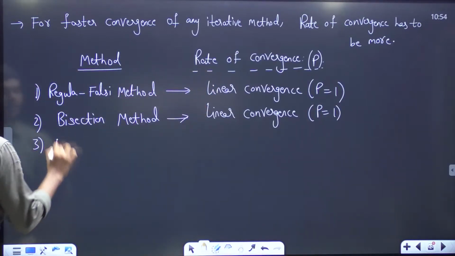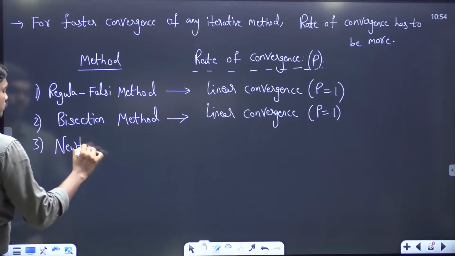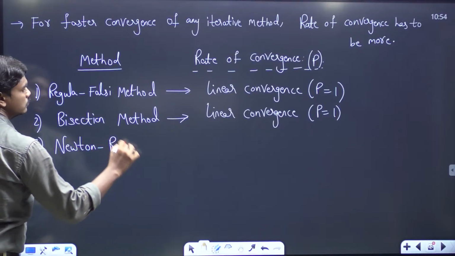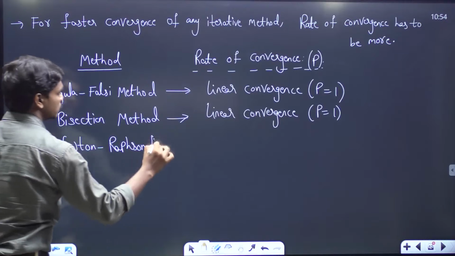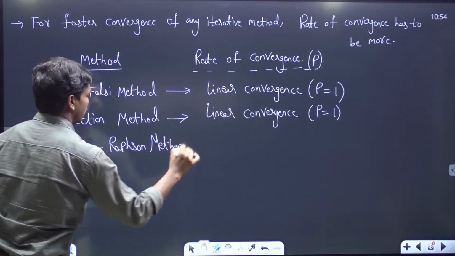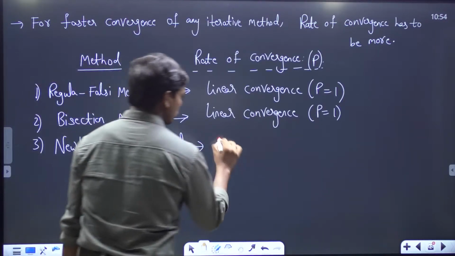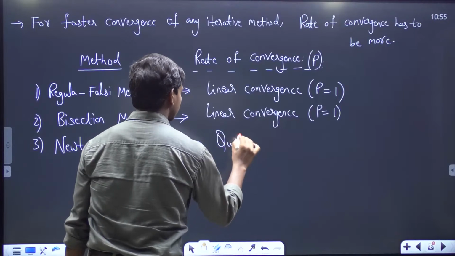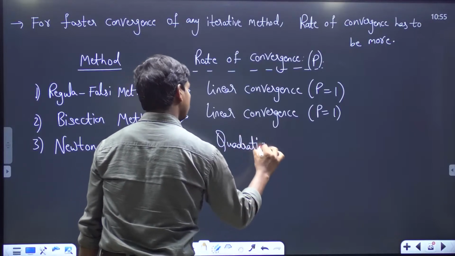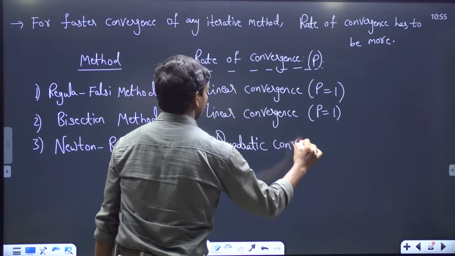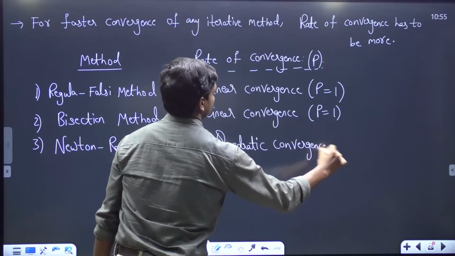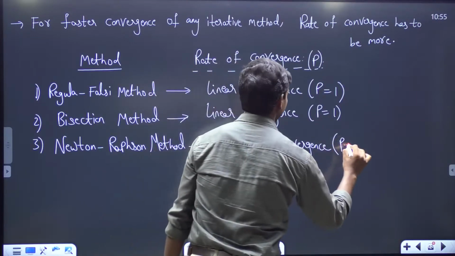Third, the Newton-Raphson method. The convergence is 2, and we call this quadratic convergence, and P is equal to 2.